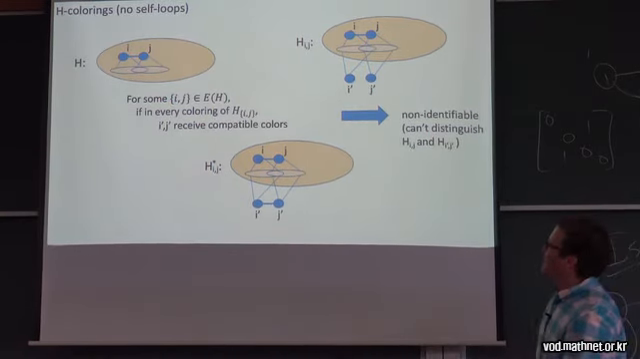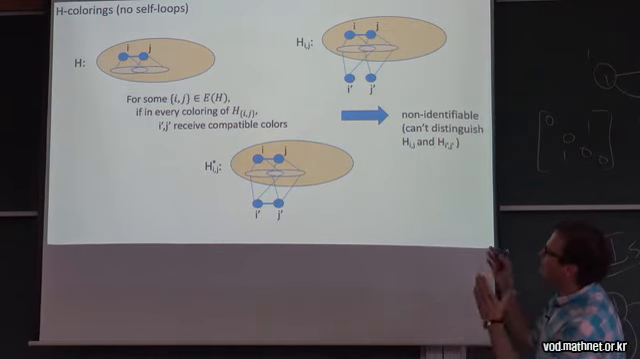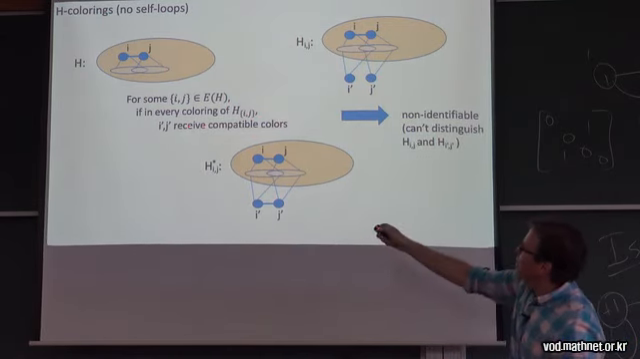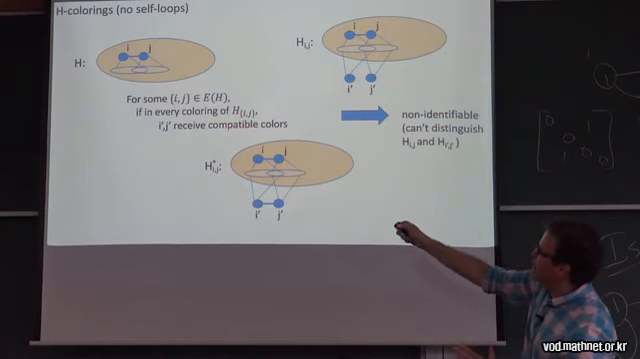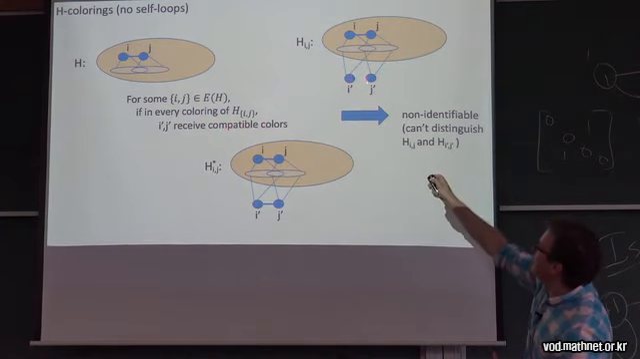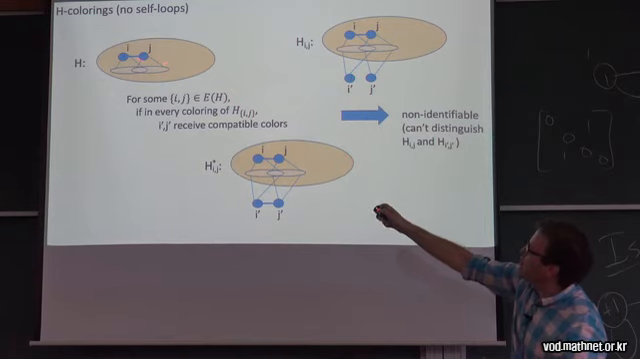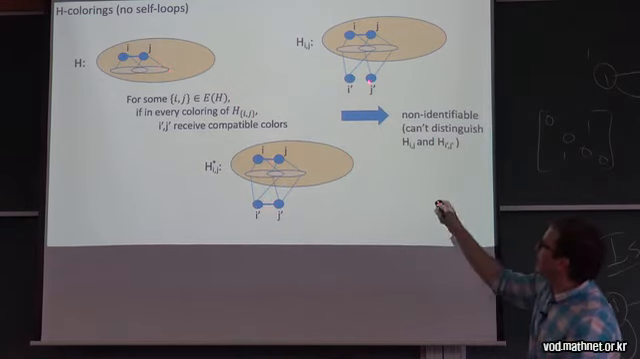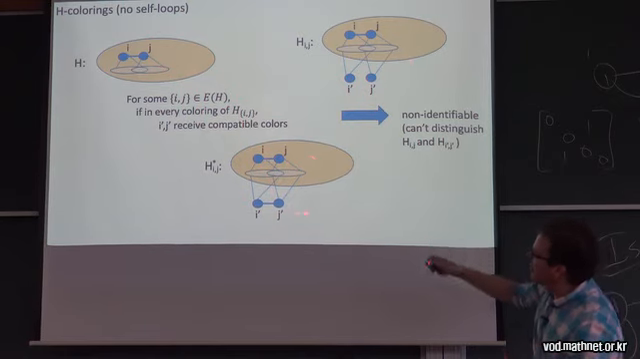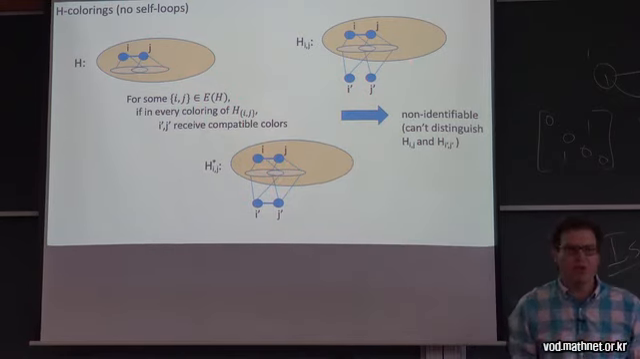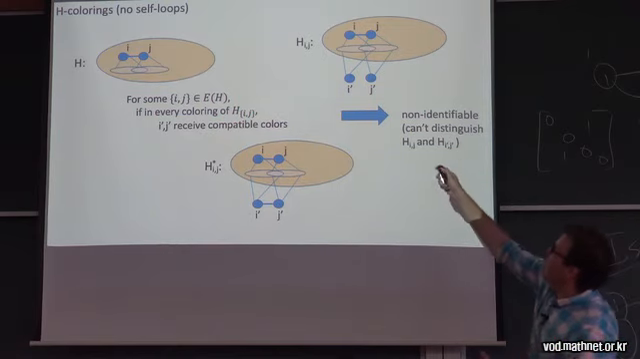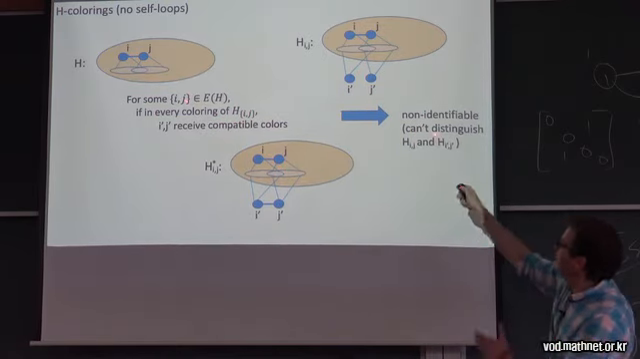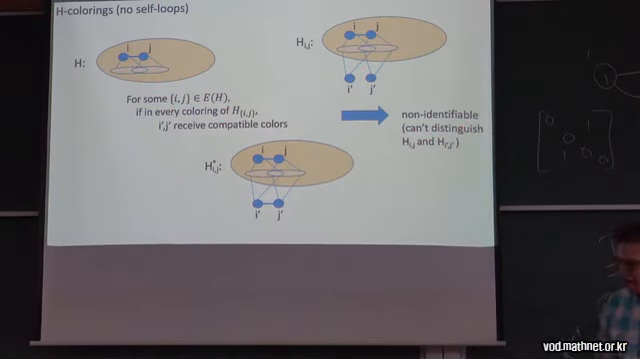Okay? And now if they have the same set of H colorings, so in every coloring of this graph, I prime and J prime receive compatible colors. That means that the colors they receive correspond to an edge over here. Then whether I add in this edge or not, any coloring here is valid over here. That's what it means to be compatible colorings. If that's the case, then I can't distinguish this graph from this graph with respect to H colorings. So it's non-identifiable.